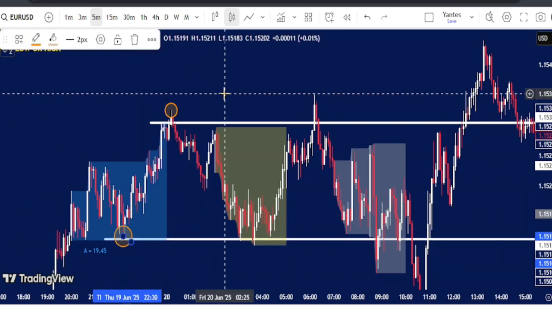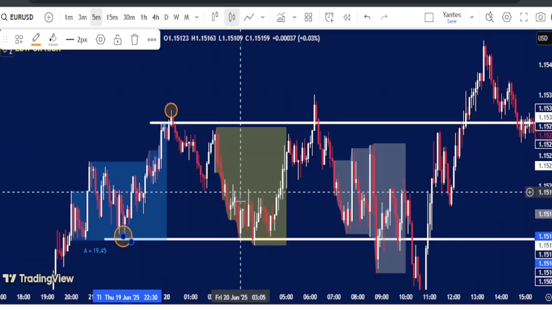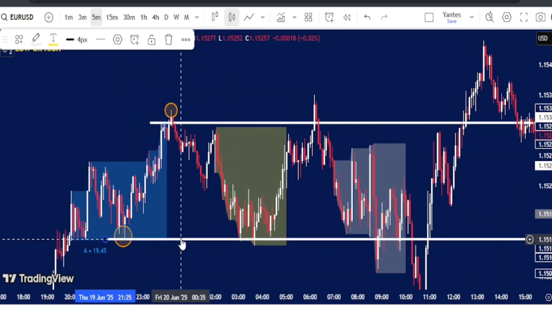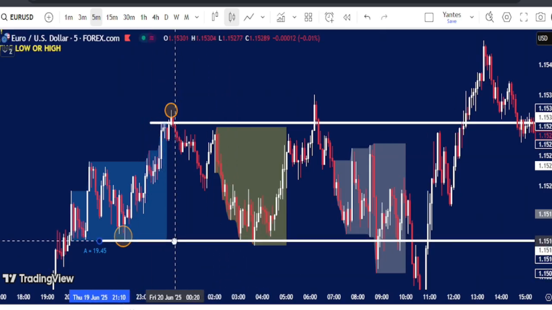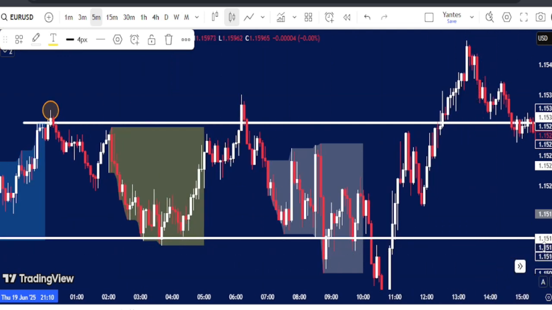So what did the market do? At the beginning of the London session, the market came down and took out these lows. The Asian low was violated. Okay? We are good up to that point, I believe.